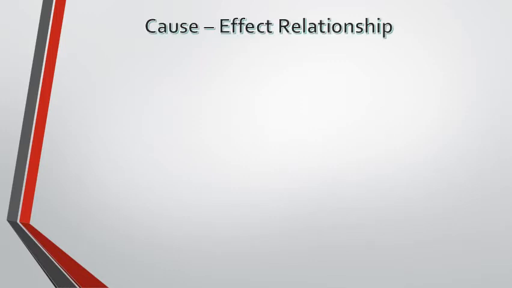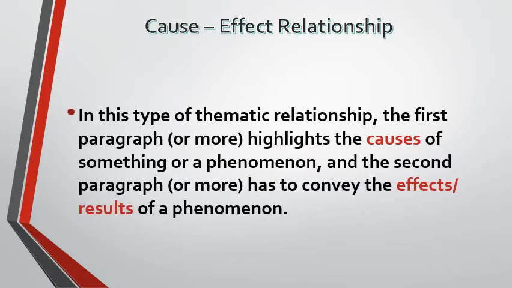The cause-effect relationship. In this type of thematic relationship, the first paragraph, or maybe more than one paragraph, highlights the causes of something or a phenomenon. And the second paragraph, of course, has to convey what? The effects or the results of the phenomenon. So causes and effects. These are the causes and these are the effects.